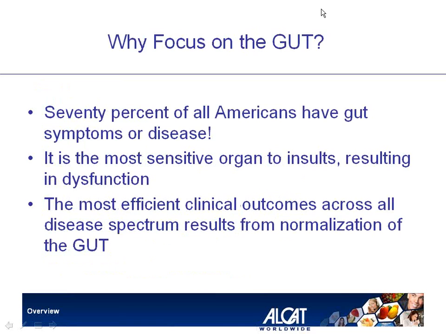Next. Why should we focus on the gut when we talk about functional medicine? 70% of all Americans have gut symptoms or some sort of gut disease. It is the most sensitive organ to insults, resulting in common dysfunction. The most efficient clinical outcomes across all disease spectrum result from normalization of the gut. So that's why we need to think about the gut.